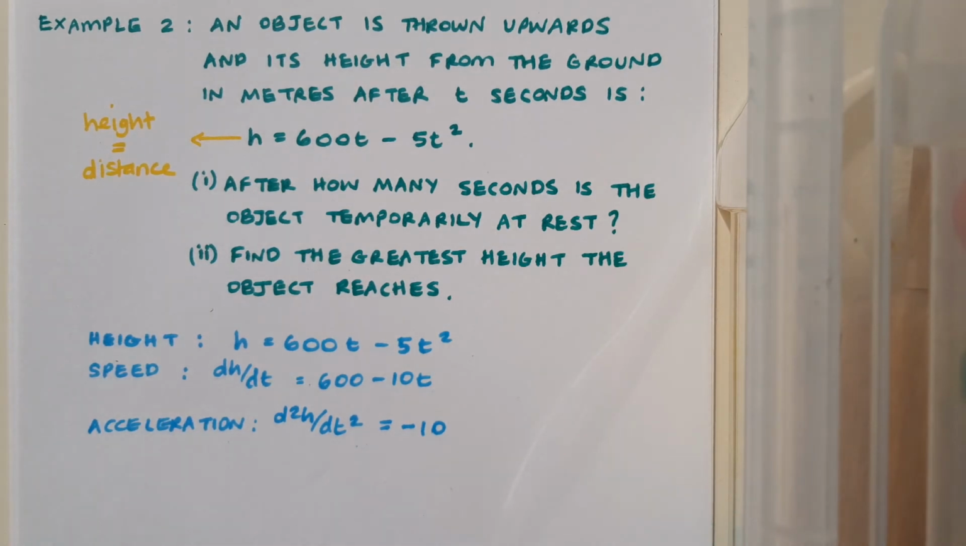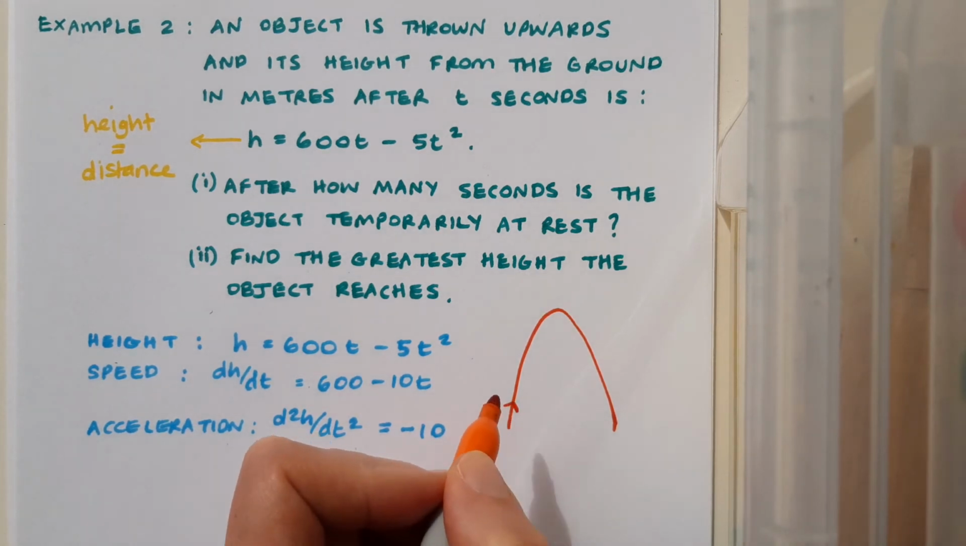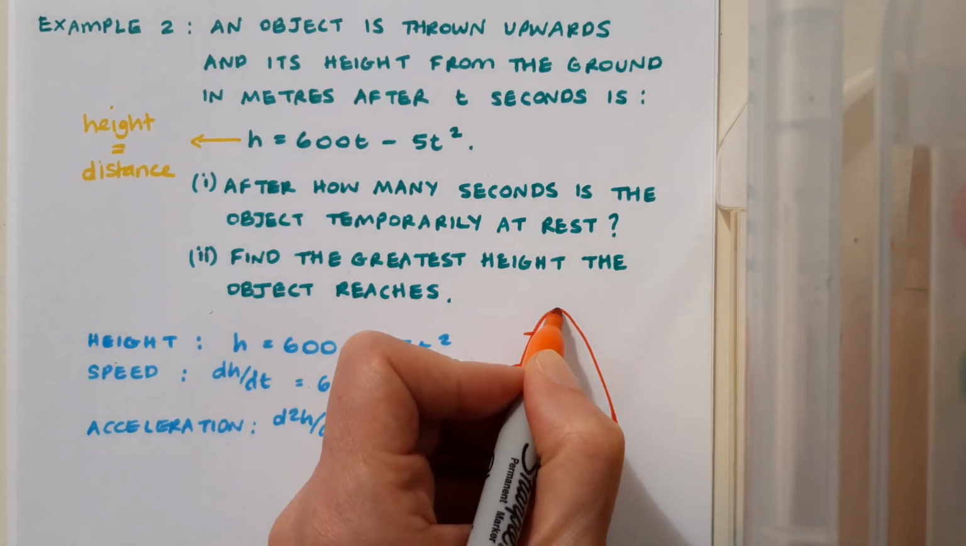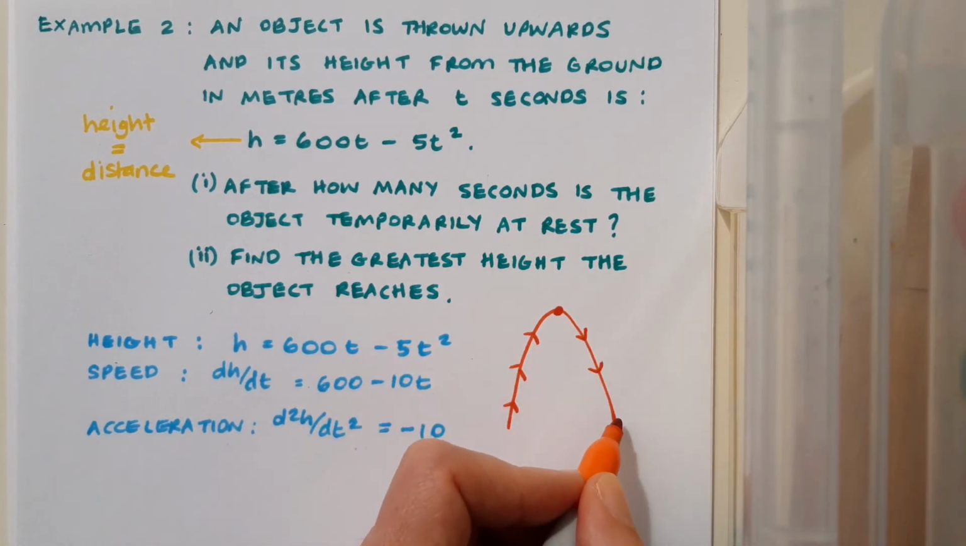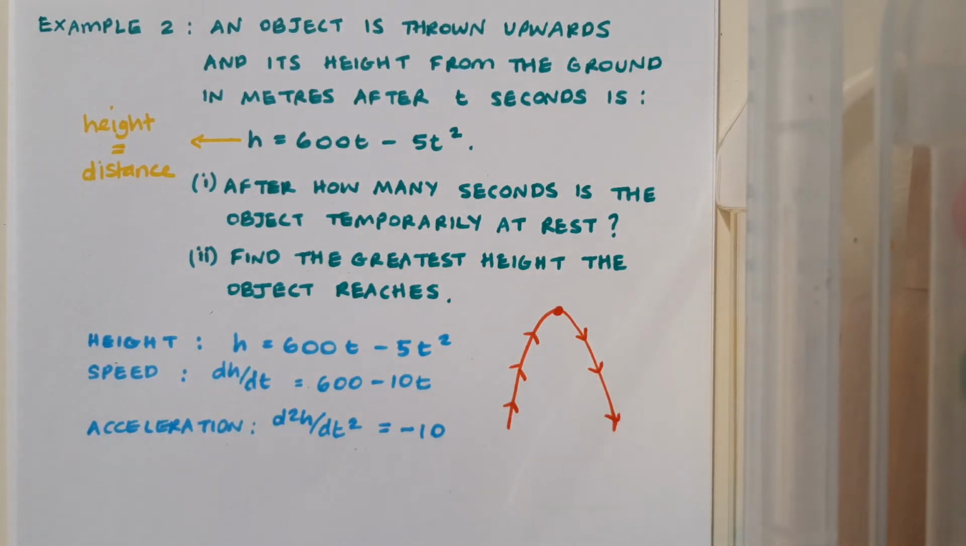Okay, so let's go back now and have a look at the questions. So part 1, now this is phrased quite differently to example 1. Part 1 says, after how many seconds is the object temporarily at rest? So we need to stop and have a think for ourselves for a second, what's actually happening? Something's been thrown up in the air, and it's going to travel up initially until it gets to its highest point, and then it's going to travel down again.